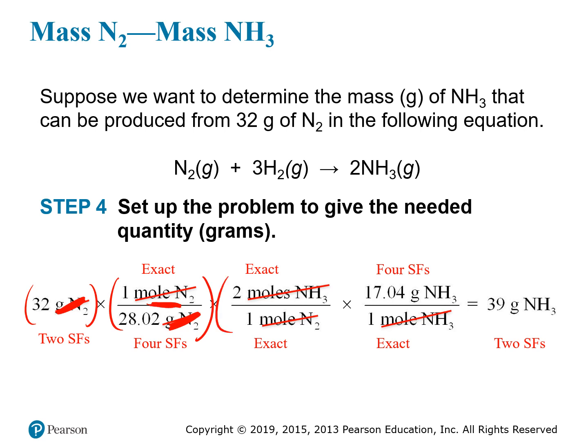The second conversion factor will have to cancel moles of nitrogen. So moles of nitrogen will be on the bottom, and it'll have to leave moles of ammonia, the other substance we're looking for.